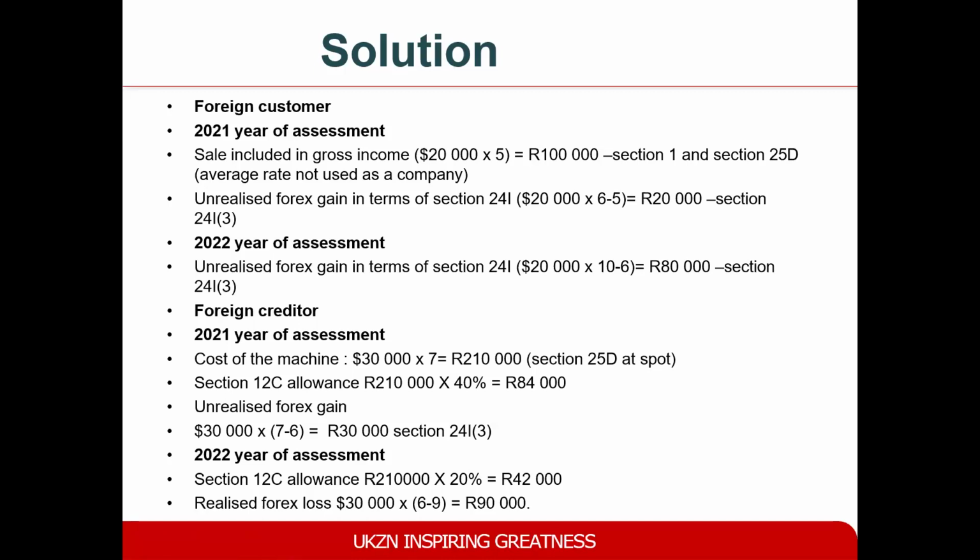So we're saying, guys, we had a transaction date of $30,000 times 7 rands. We're using the spot rate, because it's a company, then the section 12C allowance. Now, guys, I encourage you to go back to capital allowances and read what happens if it's a process of manufacture, your section 11E, section 12C, because we've got to account for this. Then we would unrealized forex gain. We had a gain at year end because actually we owed less. But imagine when we're making a payment, we had to pay all 90,000.